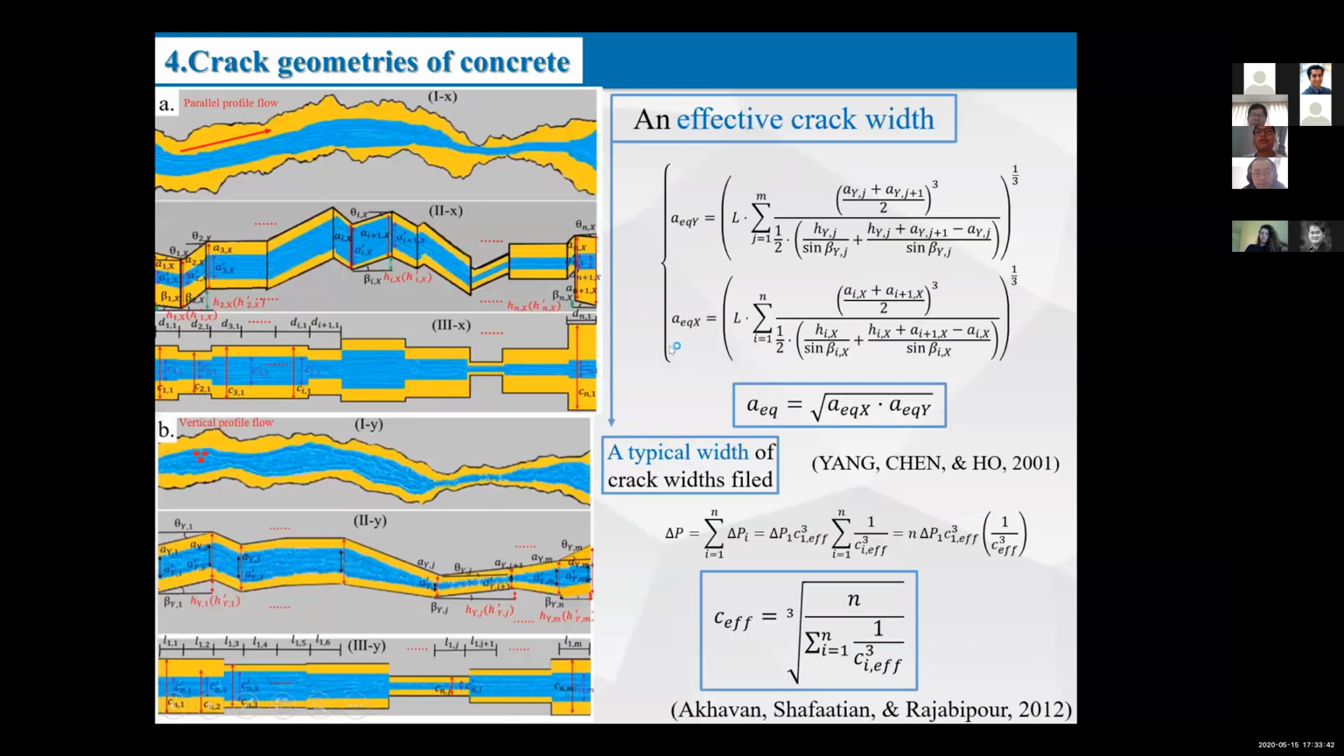And Yang provided his calculated model, and Akven gave another equation. About Yang, he provided a model to calculate part of the crack, and then gave an integral form to calculate the equal effective crack width in two different directions, and then gave a geometric mean value.